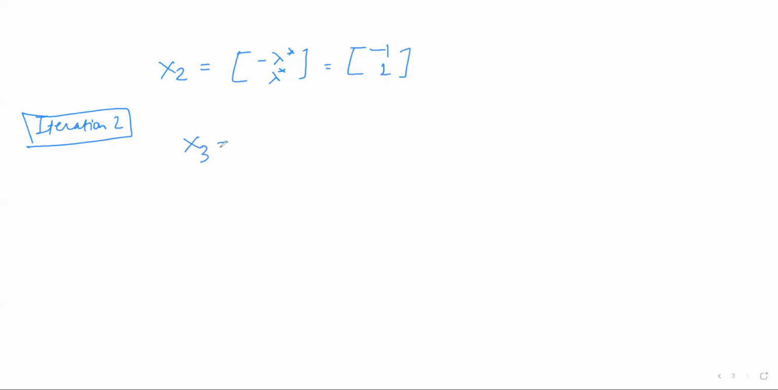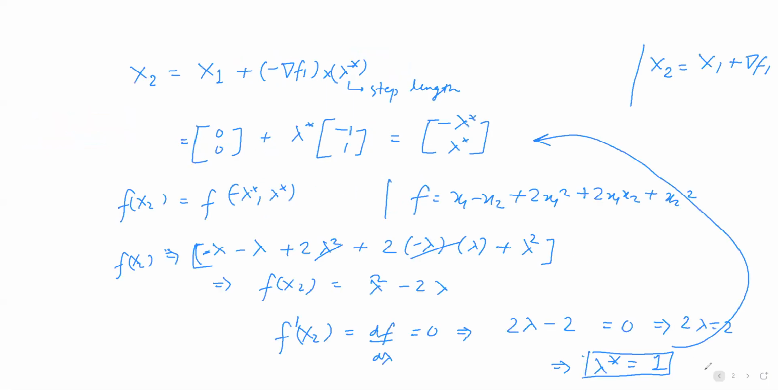We will write x3 is equal to x2 plus another lambda star, that is lambda 2 star into minus of grad f2. Why minus? Because we have to minimize the problem. So what was our x2, as we have calculated from this process, we will get minus 1 1 plus lambda 2 star, which is unknown, into minus grad f2. What is minus grad f2? We'll check.